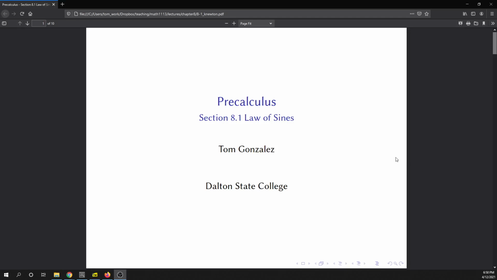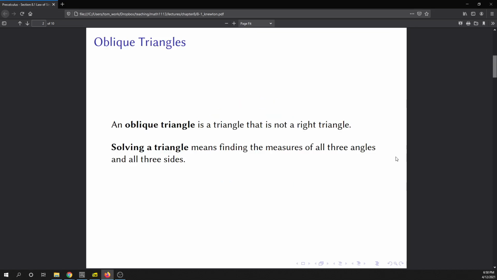All right, in this video we are going to talk about the law of sines. The law of sines can be used to solve oblique triangles. An oblique triangle is a triangle that is not a right triangle. And remember what solving a triangle means. It means finding the measures of all three angles and all three sides.